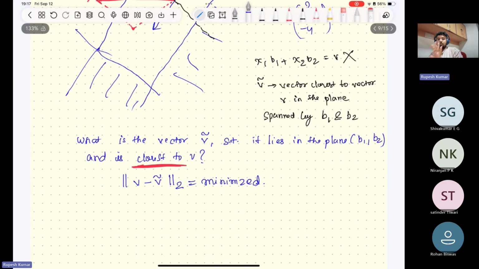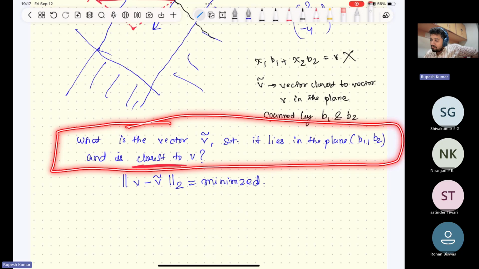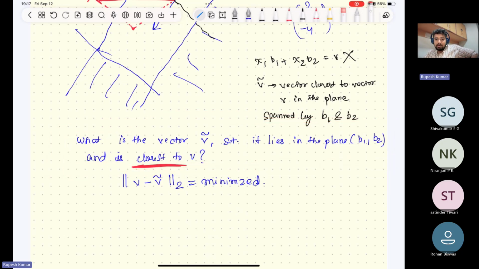Why am I saying this? Just think of the problem that I'm posing. The problem is, what is the vector V tilde such that it lies in the plane spanned by B1, B2 and is closest to V? For this, we need a definition of closest. So I am giving you the definition: closest is the L2 distance between the two vectors.